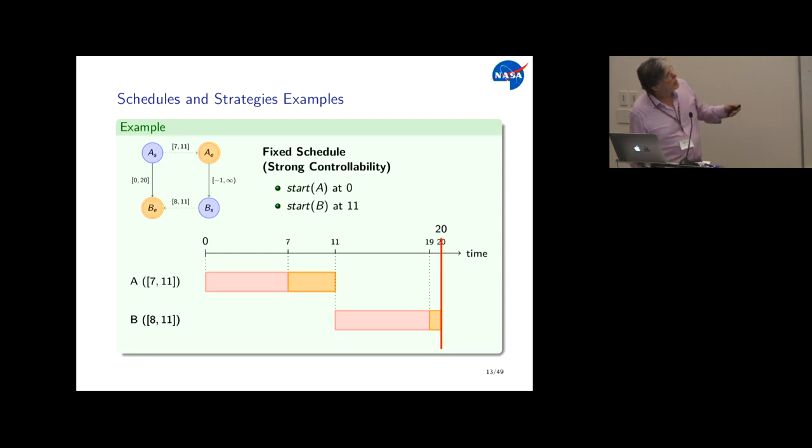These are the constraints. See, there are two contingent constraints, this one and this one, right? Yeah, two contingent constraints and two free constraints. And no matter how nature behaves to end this starting event and end this starting event within this range, this schedule will work fine. So that's an example of strong controllability.